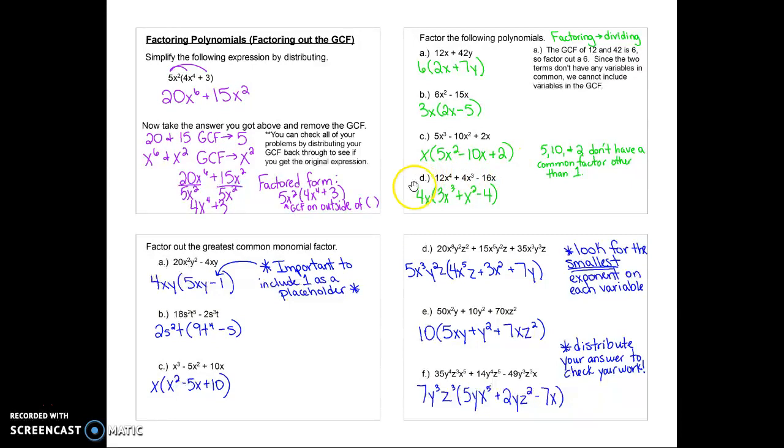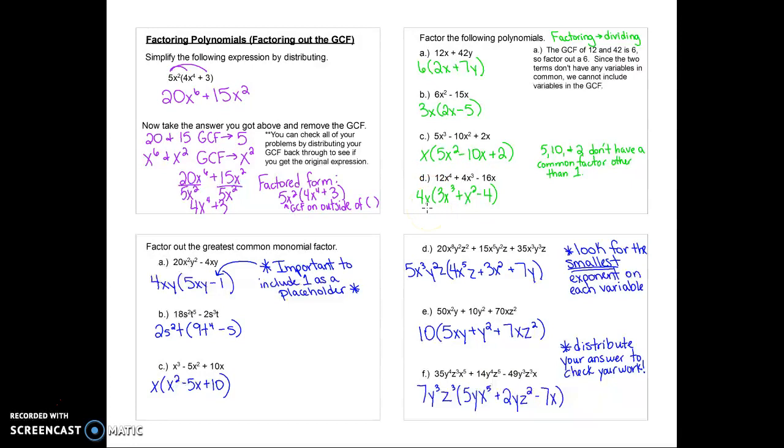All right, last example in this slide. 12x to the fourth plus 4x to the third minus 16x. Again, looking for the greatest common factor. The largest number I can divide evenly into 12, 4, and 16 is a 4. The smallest x that I have within all three of them is an x to the first power, so that's what I'm pulling out front.